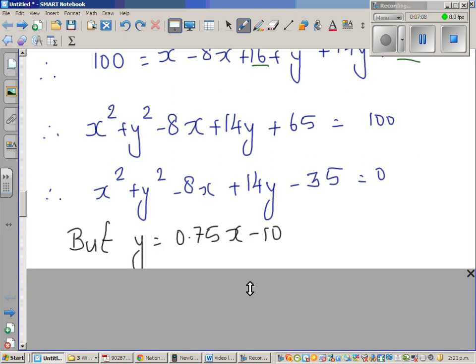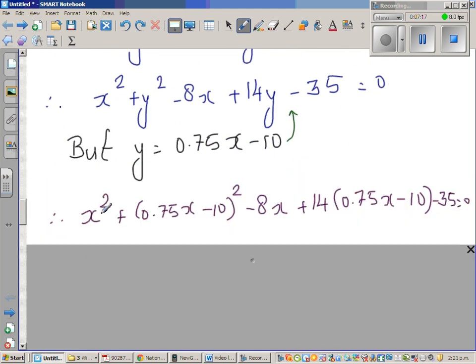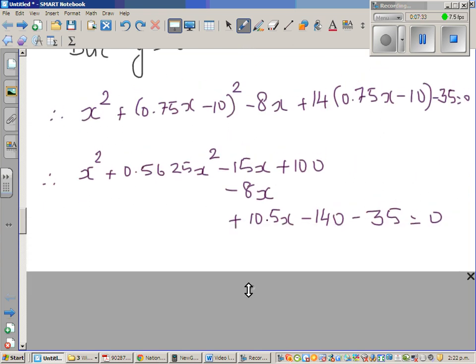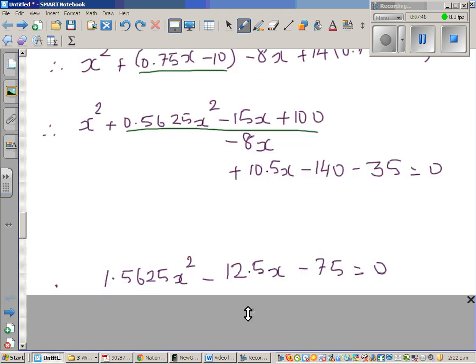Now, we know that y is 0.75x minus 10, so I'm going to substitute this back into this equation. This becomes x squared plus, in place of y, 0.75x minus 10, minus 8x. You can see the steps. Again, this is expansion; I hope you can understand expansion, I'm not going into details. This expands to this, and this simplifies to this. The simplified form is 1.5625x squared minus 12.5x minus 75.